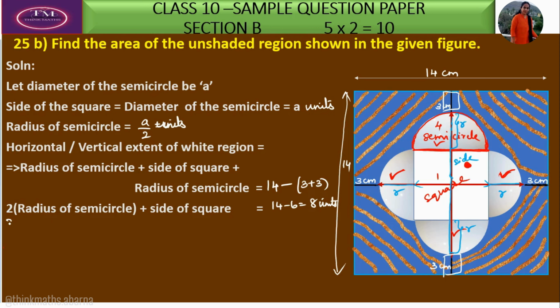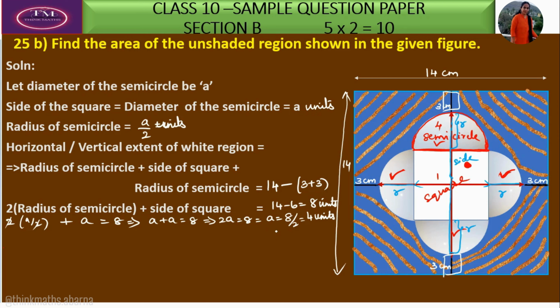So here we can write this as 2 into the radius of the semicircle, which is A by 2. So 2 into A by 2 plus the side of the square, A, is equal to 8 units. Here this 2 gets cancelled. So it will be A plus A is equal to 8. This means 2A is equal to 8. So A will be equal to 8 by 2, which is 4 units. So we get A is equal to 4 units.